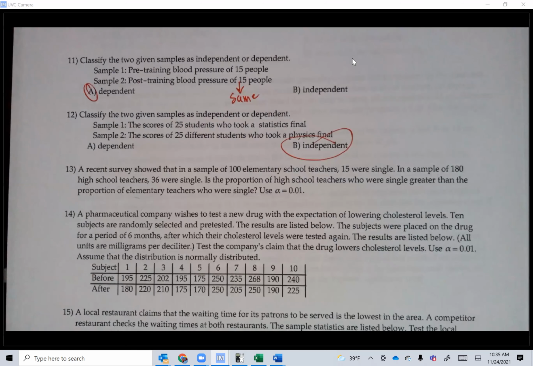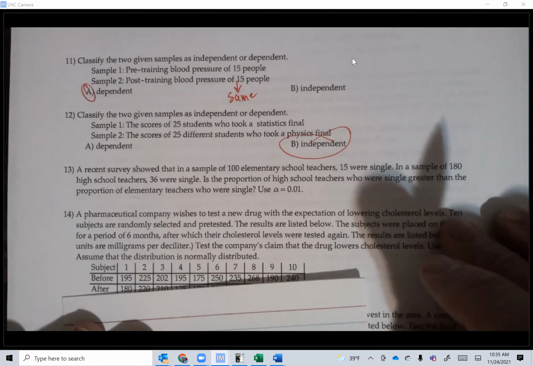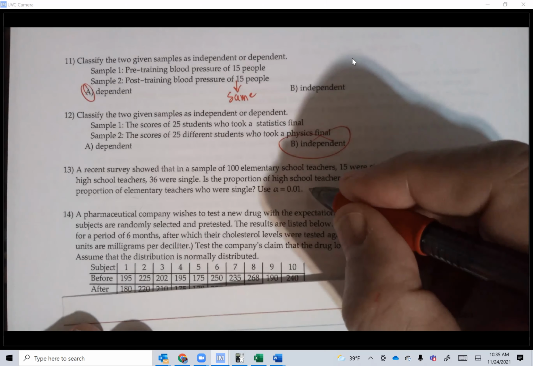So let me put this on the index card and solve this problem. Should be a very easy question to deal with. So if you want the section, guys, this is section 8.4.